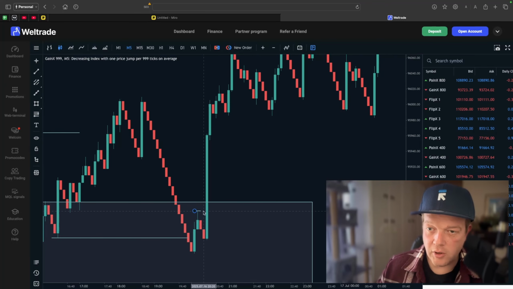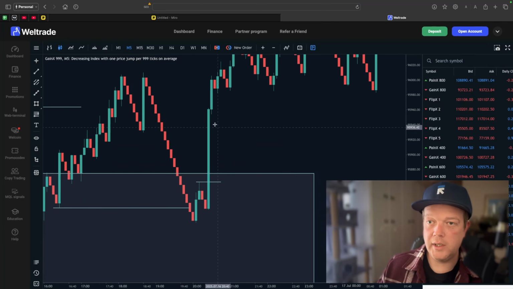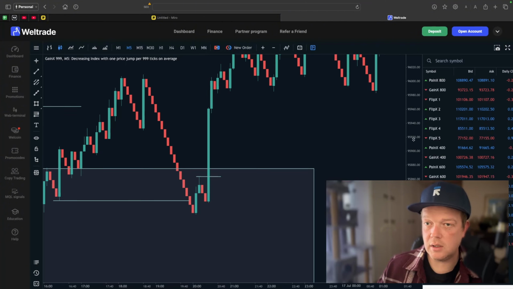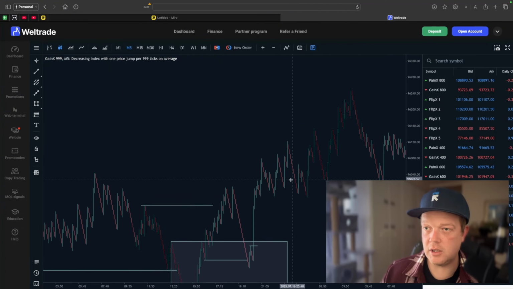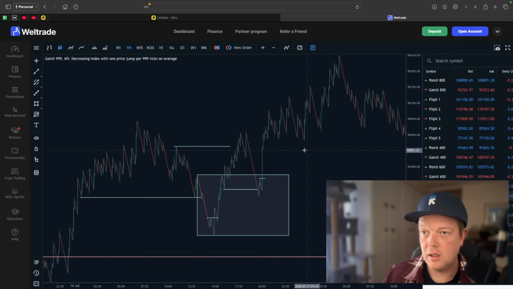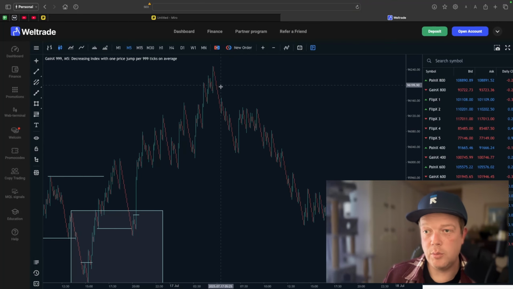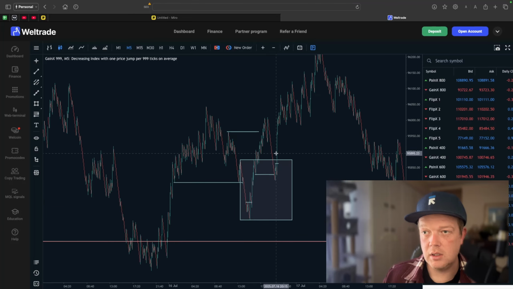We had a break of structure right over here. Why? Up candle, down candle. We closed right over here, so it confirms the break of structure. You can enter your trade right over there, and then you can target. You can see from this move, we had a big push to the upside before we started moving down again.